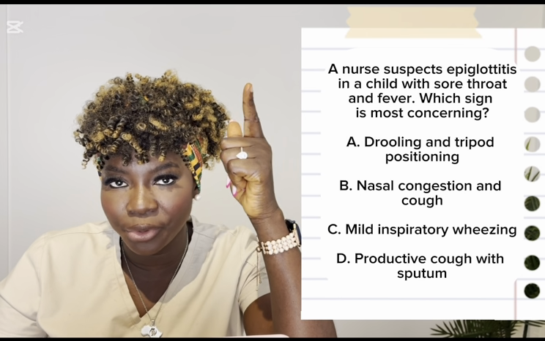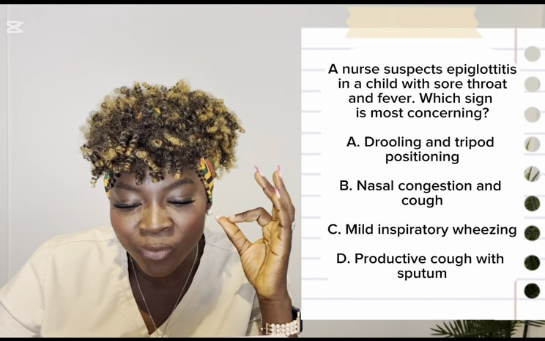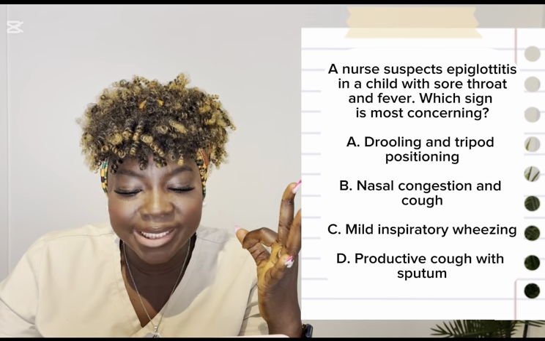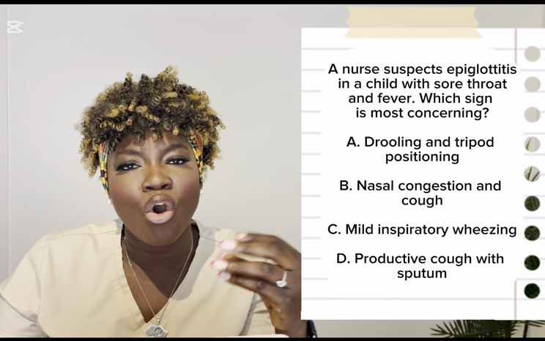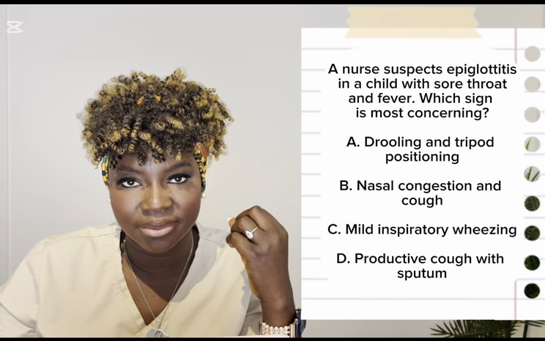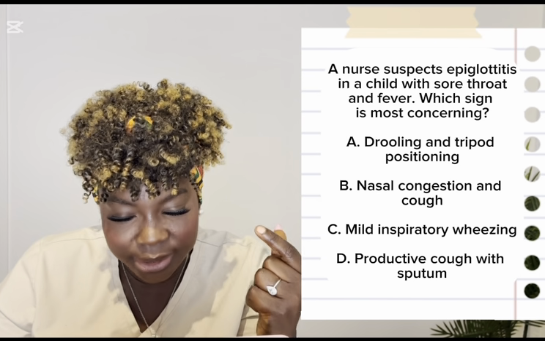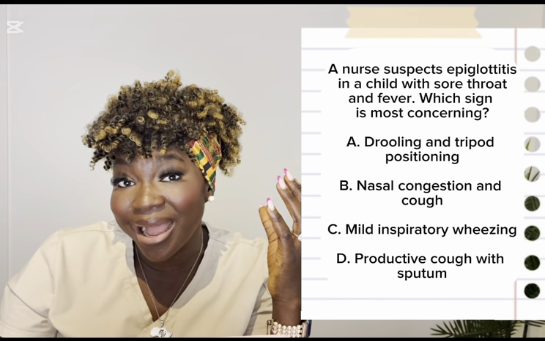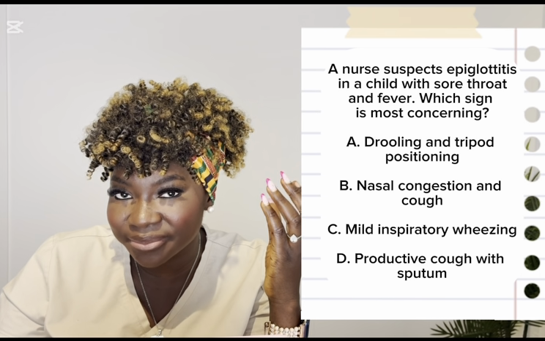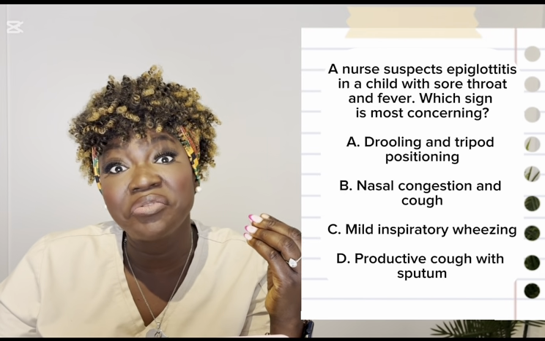Now, let's go through the wrong choices so you will see why we are still sticking to A as our right answer. Nasal congestion and cough. You will see this in normal flu or even RSV. With RSV, they could have nasal flaring, coughing, sneezing. Okay? Now, C, mild inspiratory wheezing. Asthma. You will see that in patients with asthma, wheezing. Okay? Or even COPD patients.